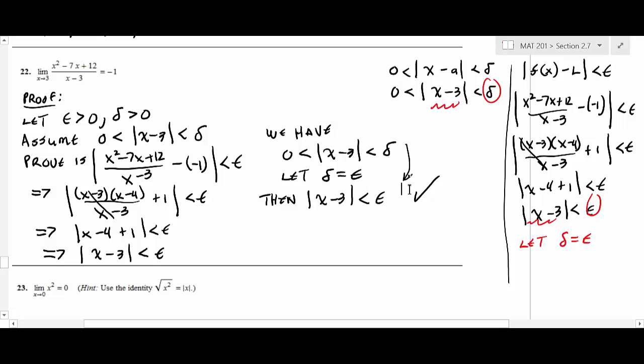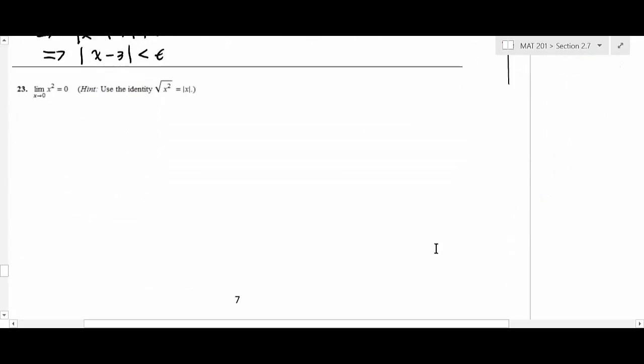Okay, so that's how that would go. And let's look at a couple more proofs to close this off.